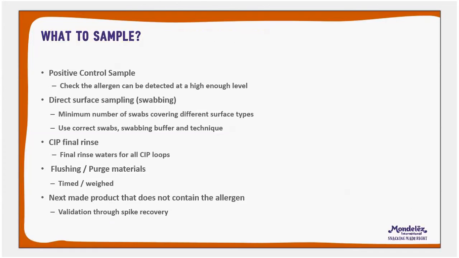And then it is critical that the next product that you make that does not contain the allergen that was in the positive control sample, that you take a sample of these next made products as well. There will have to be some validation done by the laboratory here through a process called spike recovery that we'll also talk about later, to ensure that if there was any of the allergen carried over into the next product, that the testing would be able to detect it effectively.